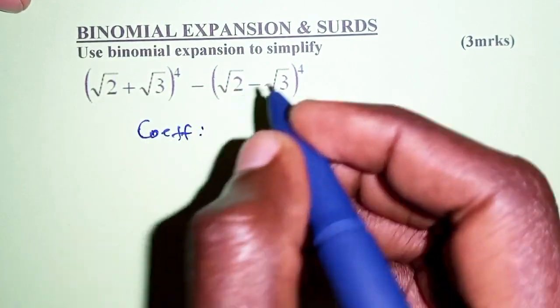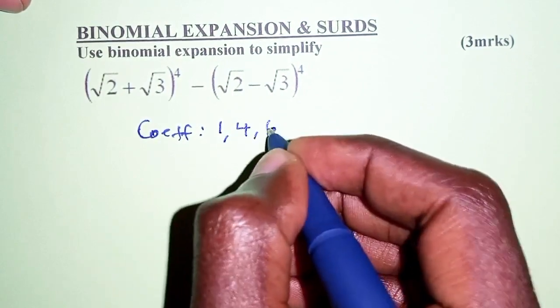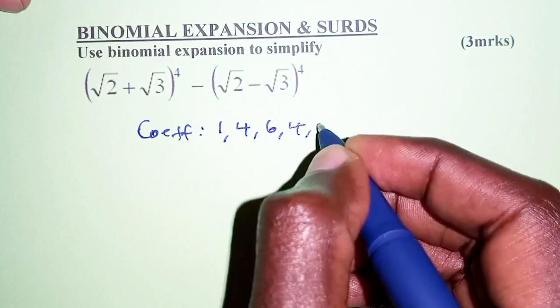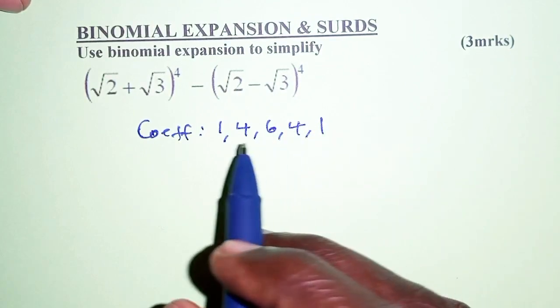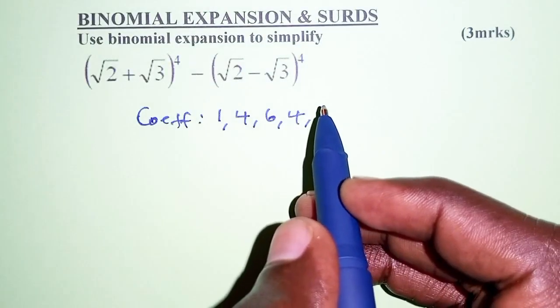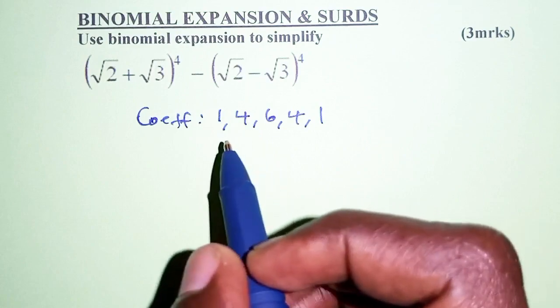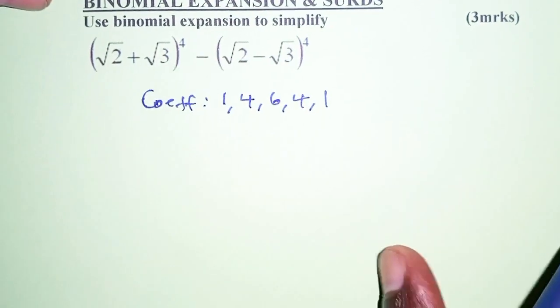Now the binomial coefficients are 1, 4, 6, 4, 1. So we are going to use these coefficients to expand. We are going to expand the parts in terms and then subtract later. So let's begin with this first bracket.